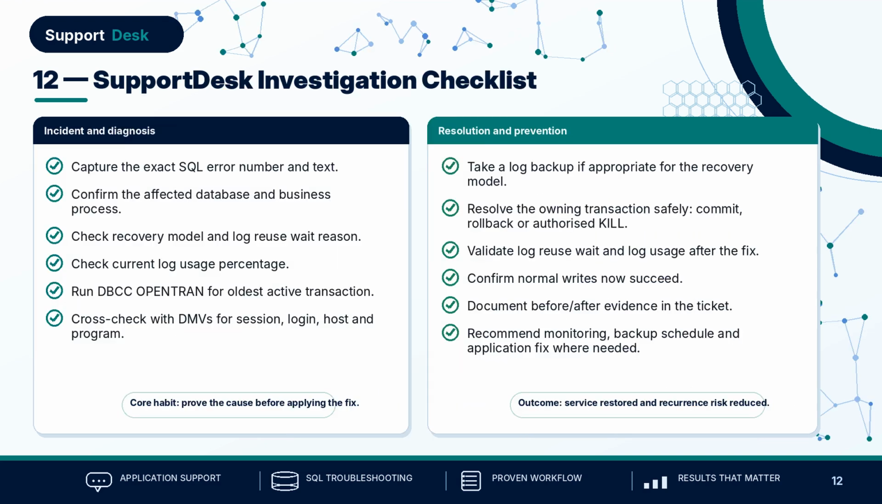The repeatable checklist is: capture the exact error, confirm the affected database, check recovery model, check log usage, check log reuse wait, identify the oldest active transaction, inspect the owning session, choose the safest resolution, validate normal writes, and document prevention. The value is in the sequence. You avoid guesswork, you avoid unsafe shortcuts, and you leave a clear incident history.